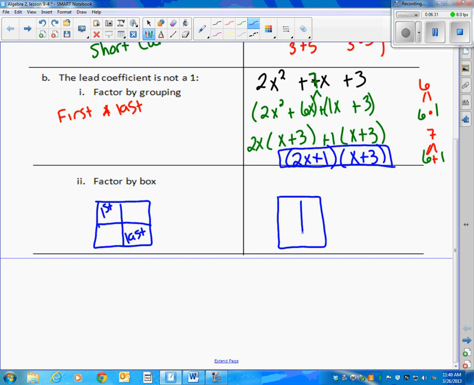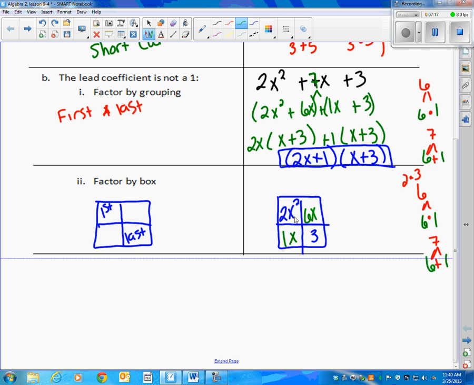And let's use our same polynomial, our same trinomial. 2x squared is my first term. 3 is my last. I still multiply first times last. 2 times 3 is 6. So I still multiply to get a 6 and add to get the 7. All right, and it is 6 times 1 and 6 plus 1. So in this box goes the 6x, and in the last is the 1x.